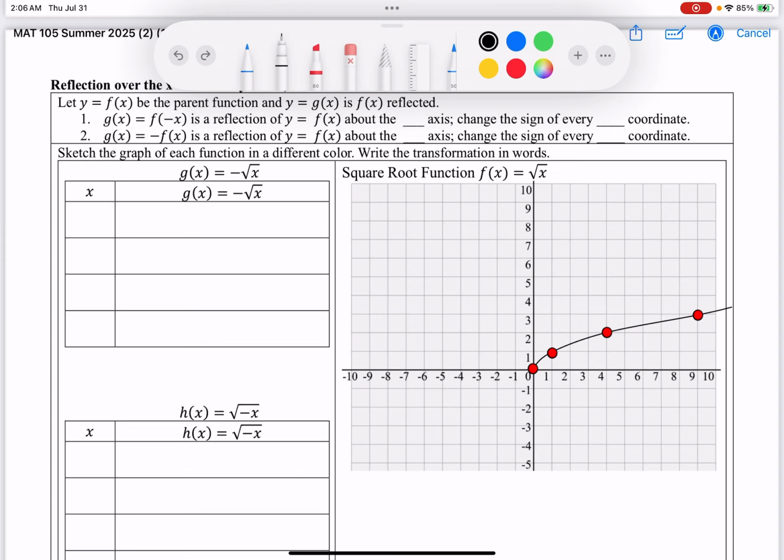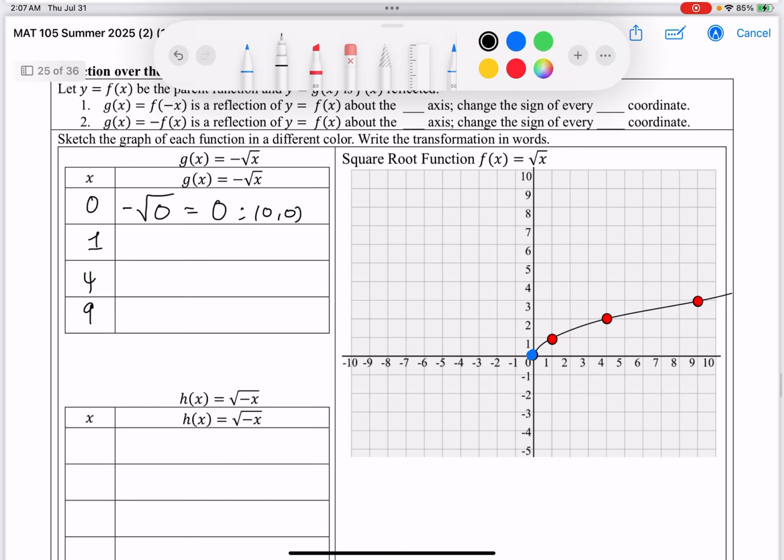So I'm going to choose my basic numbers. Well, 0, 1, 4, and 9. Because those are all perfect squares. Well, if x is 0, then the output is going to be negative square root of 0. And that's just 0, because 0 is neither negative nor positive. So that's the point 0, 0. That's already plotted, so I guess I can put that in black. No, I'll put that in blue, actually, in this case, because I'm trying to make a point.